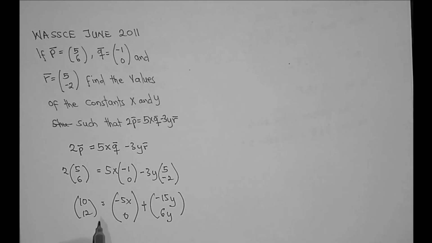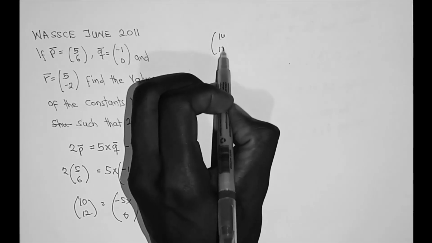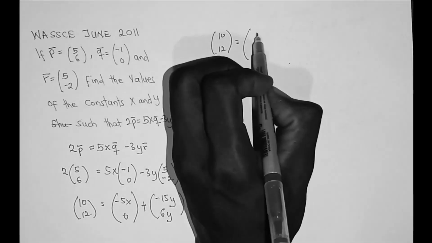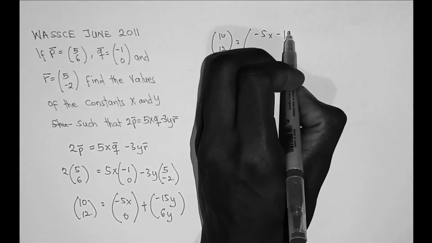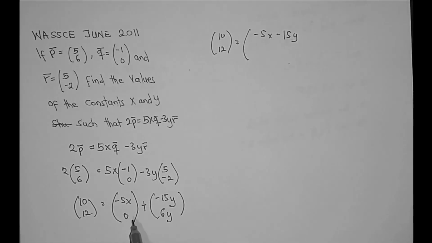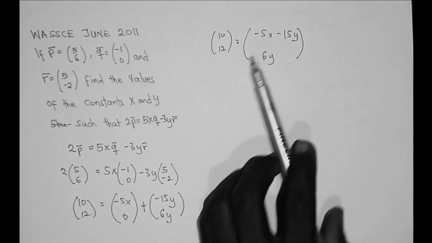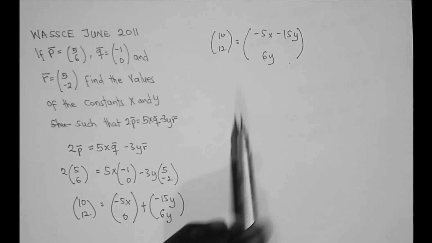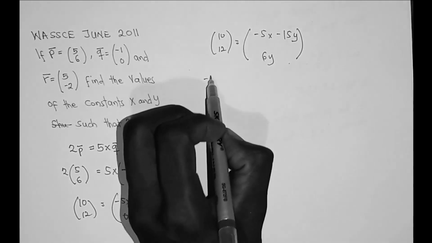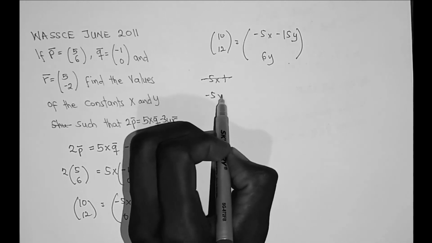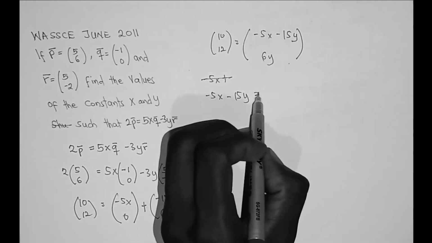So (10, 12) equals, writing this as a single column vector, minus 5x minus 15y on top, and down here becomes 0 plus 6y, which is 6y. So we can then write this into two equations and solve them simultaneously. So consider minus 5x minus 15y is equal to 10.